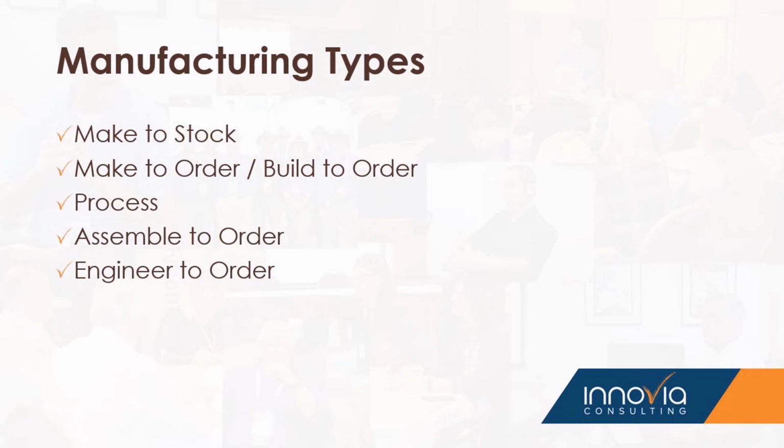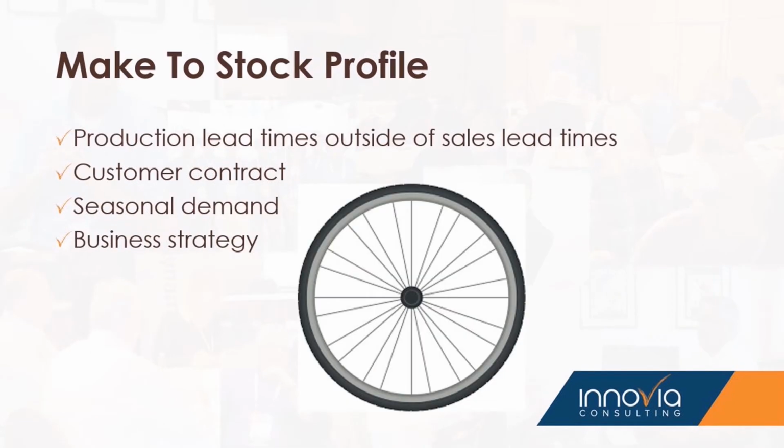So the first we're going to look at is make to stock. So next slide, we'll look at the make to stock. And my definition of a make to stock profile is typically you're making the stock potentially because your lead times are outside of sales lead times. You may have management who carry some inventory typically. You're fulfilling customer contracts, maybe have seasonal demand, and it's just a business strategy to have on-hand inventory of manufactured parts because that's who you are. Next slide.